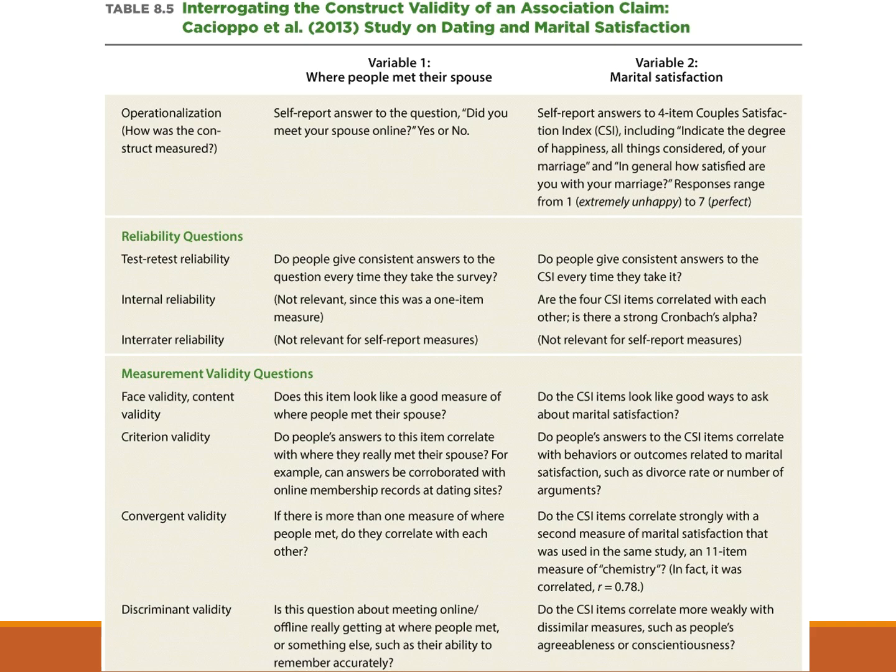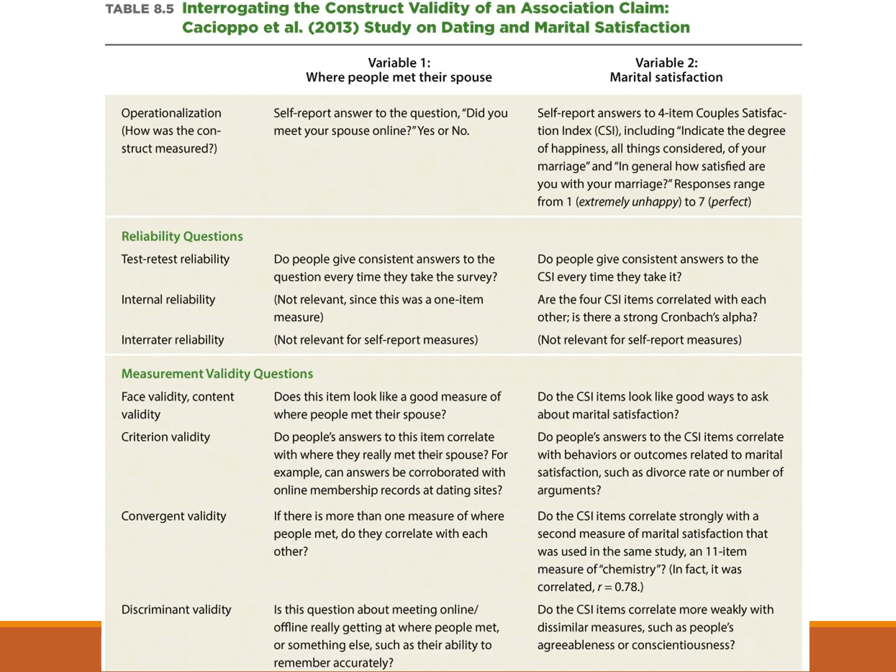Internal reliability is not relevant since this was a 1-item measure, and inter-rater reliability isn't relevant as we don't have multiple people doing an observation. When we look at marital satisfaction, do people give consistent answers to the CSI every time they take it? So again, that's test-retest. As far as internal reliability, we can now ask, do the 4 items correlate with each other? In other words, is there a strong Cronbach's alpha for this particular test? And again, inter-rater reliability is not relevant as this is a self-report measure. It's not people watching the behavior.